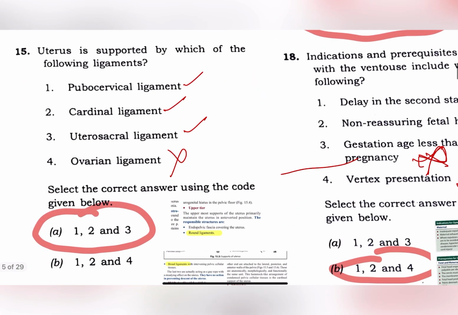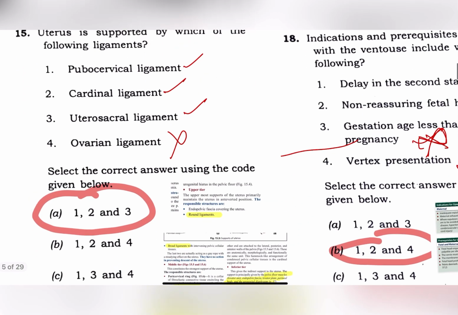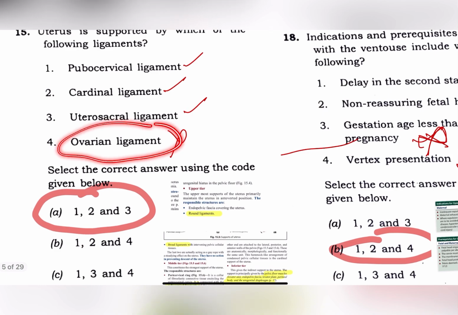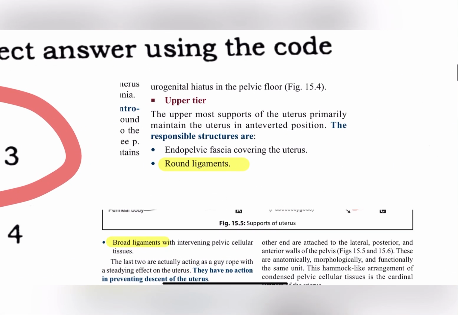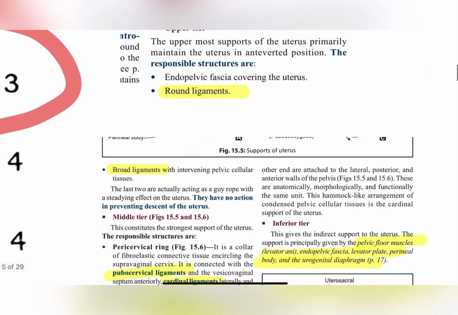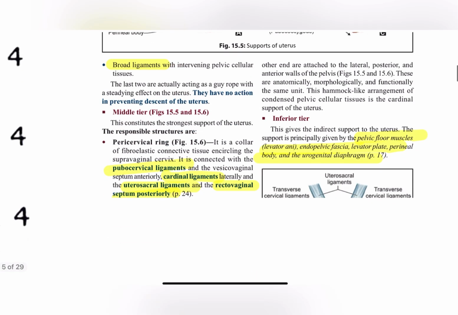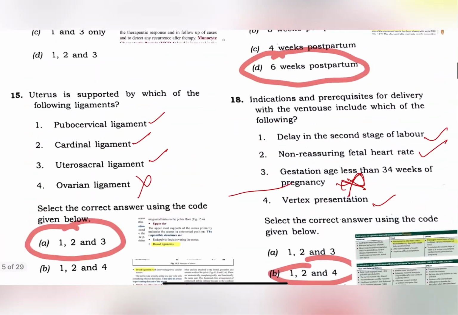In the next question, the uterus is supported by which of the following ligaments? The key point is here they have mentioned ovarian ligament, but it's actually the round ligament that supports the uterus. Other than that, broad ligament and cardinal, uterosacral, rectovaginal and pubocervical, and the levator ani are the main ones. Three are right, the fourth is wrong.